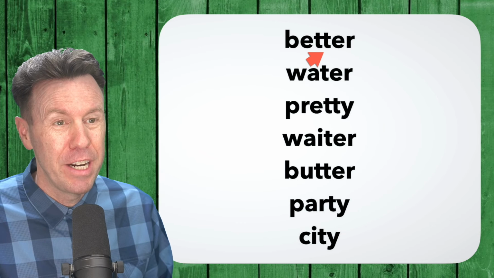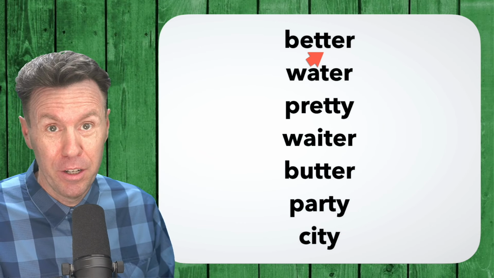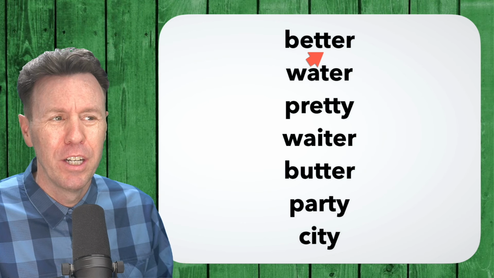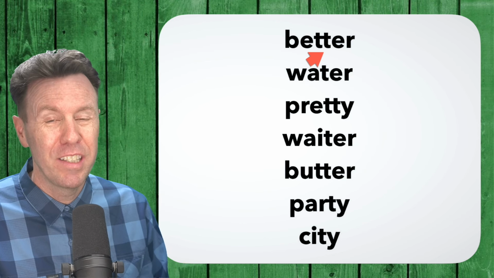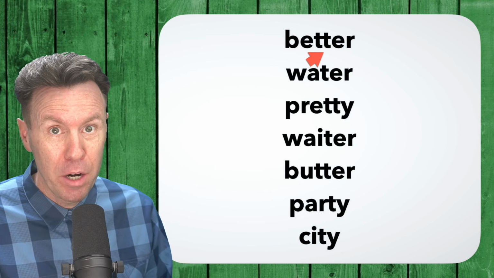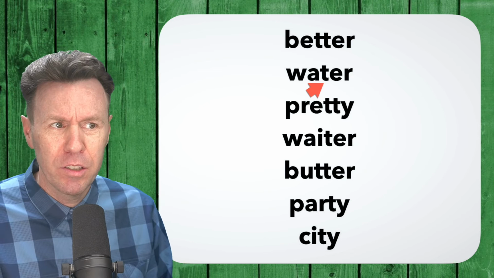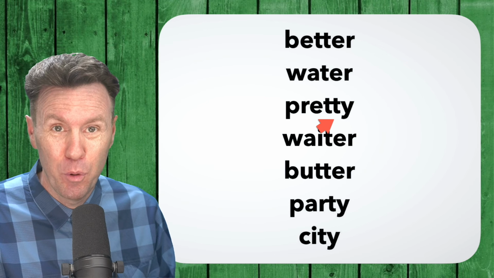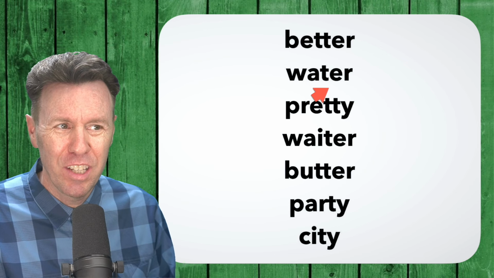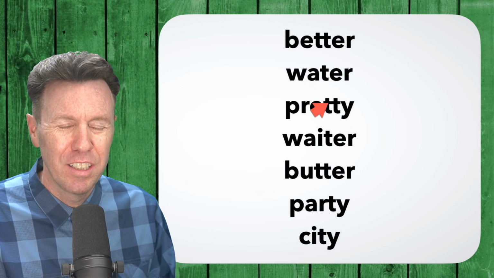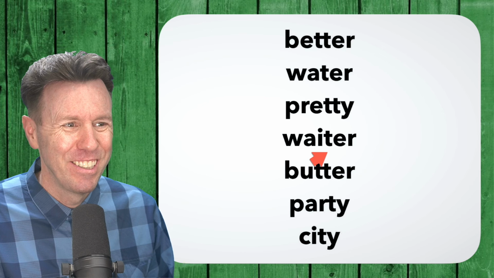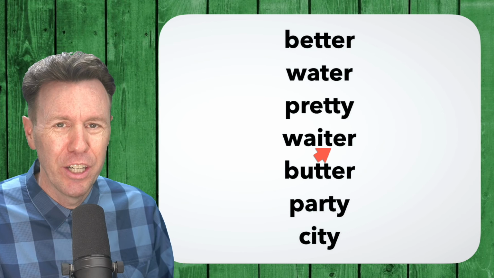Better, better. It's better than other ones. So this T sound is a D. Better, better. And how about this one? Water, water. Pretty, pretty. So all of these have the T sound. The T is a D sound. So waiter, waiter.